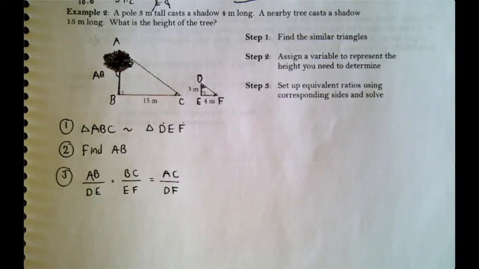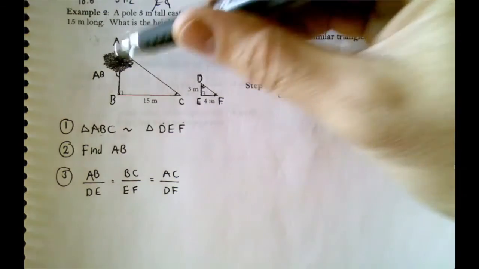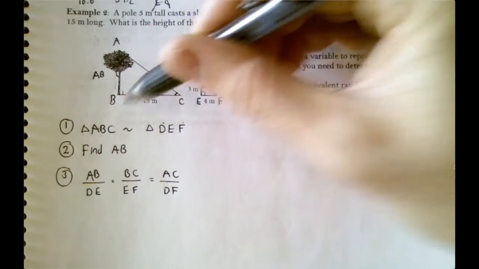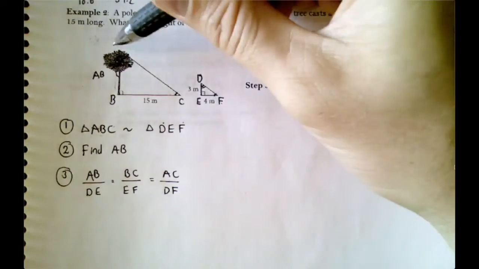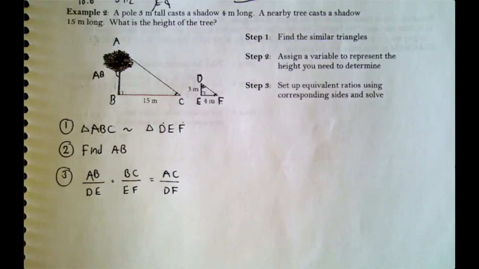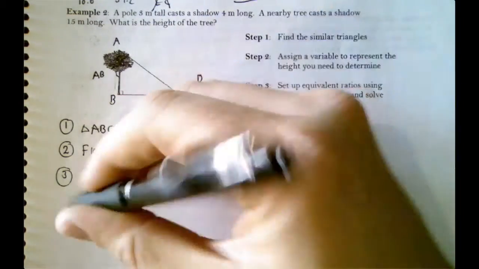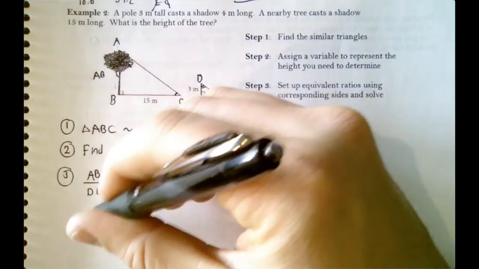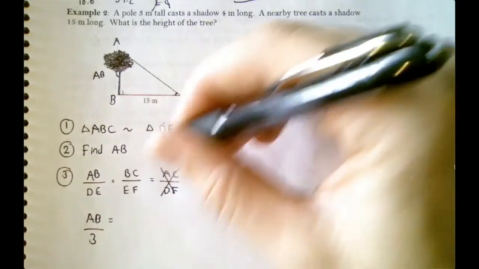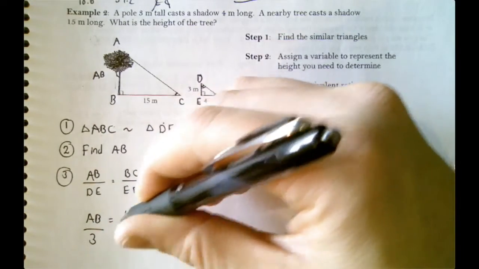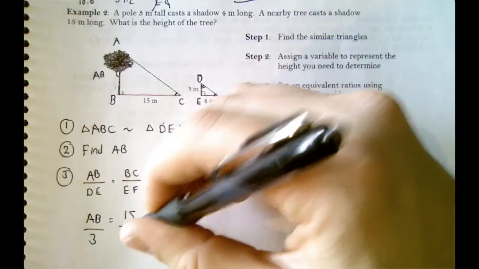And that's how we can get all of our pairs, or we can just look at the triangles. AB, DE, BC, EF, AC, DF. One pair we're not going to use, that's the AC, DF pair. We know nothing about that, so we can cross that one off. And we can just fill in what we know. We don't know AB. DE is 3. BC is 15. EF is 4.